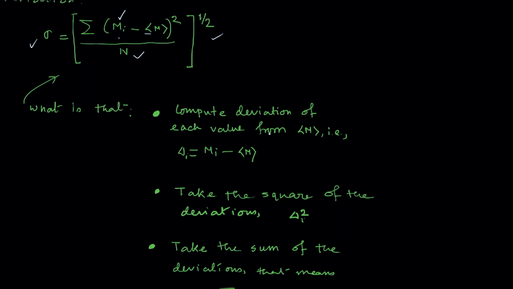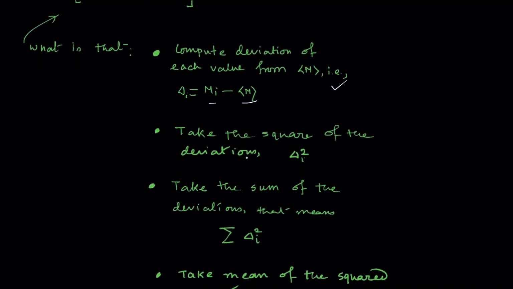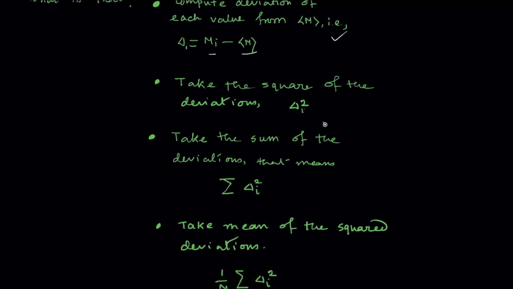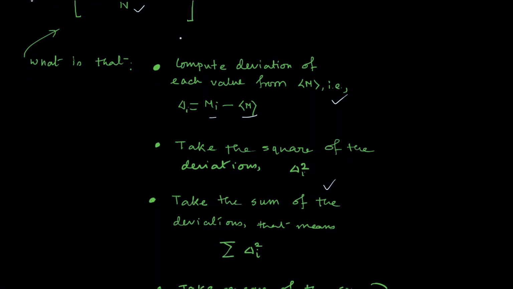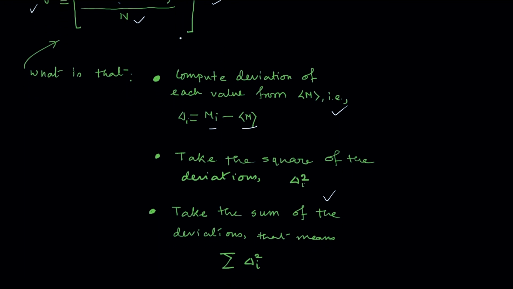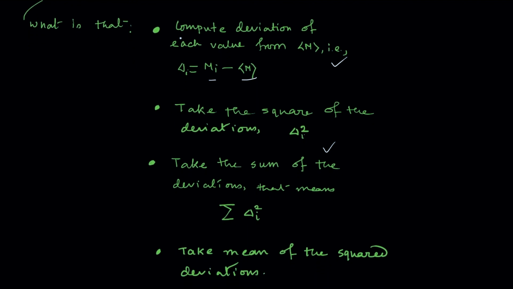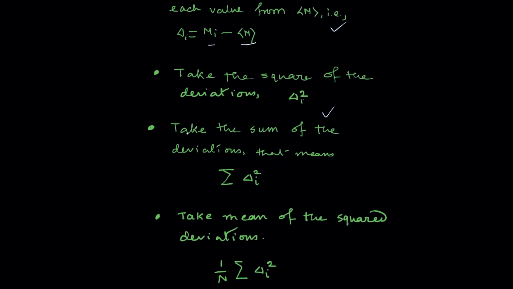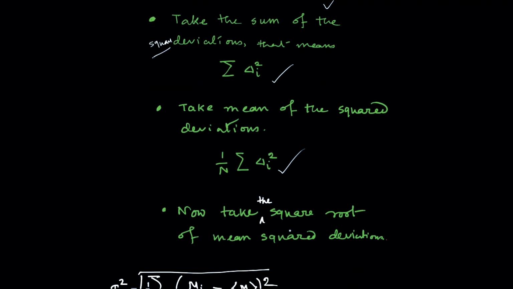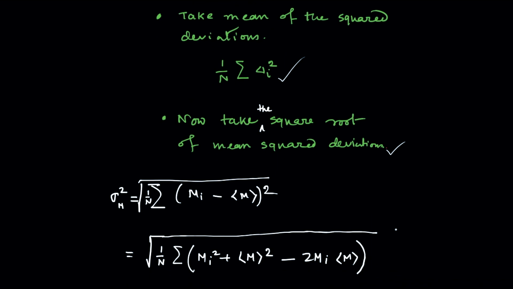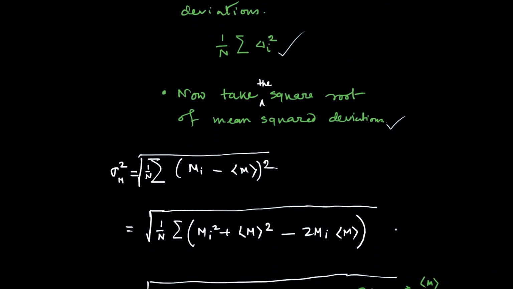Compute the deviation of each value from M, that is delta I, MI minus M average. Take the square of the deviation, that means delta I square, and take the sum of all the square deviations. Then take the mean of the square deviations, that is 1 by N sum over delta I square, and now take the root of the square deviation, which gives you the same dimension as the dimension of M.